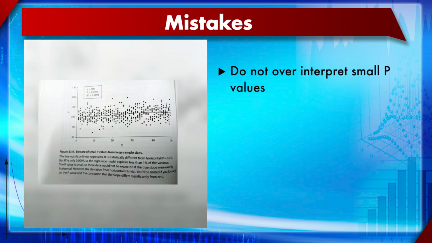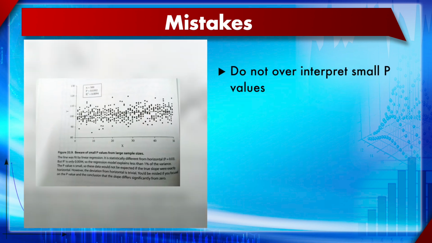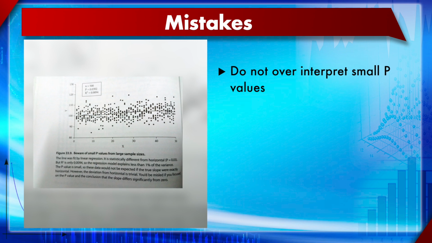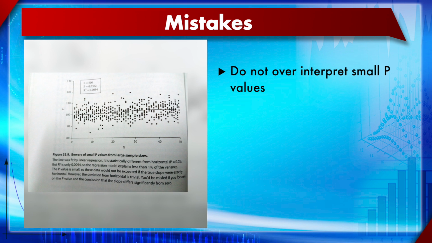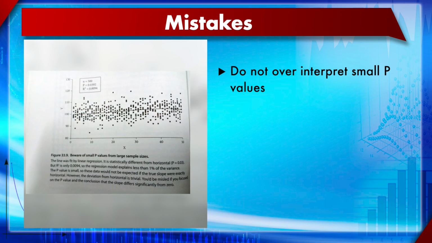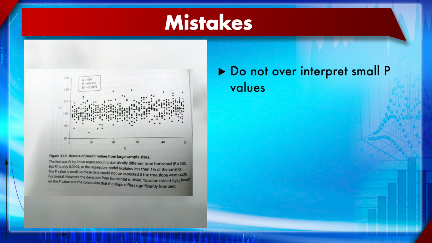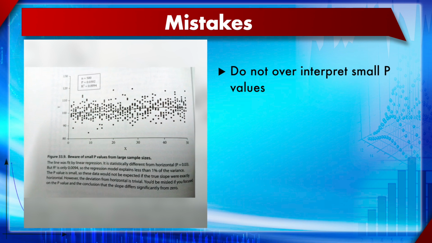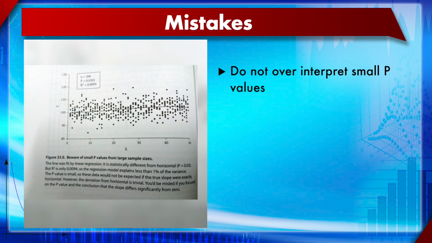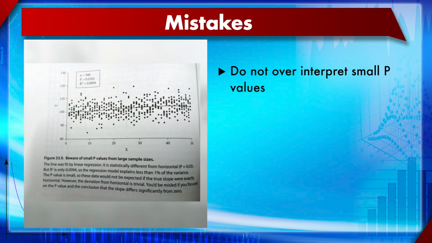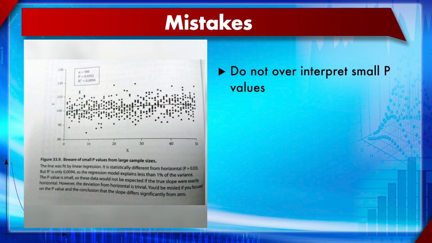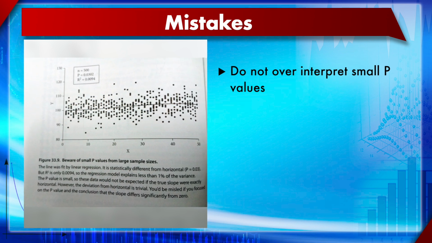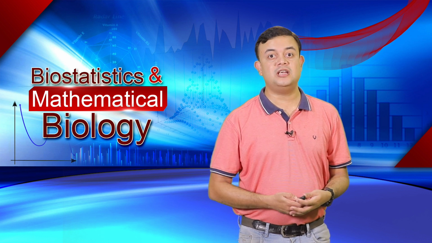And do not overinterpret a small p-value. You always have to look at the r squared value and the linear equation, rather than simply looking at the p-value. It is very easy to get an extremely low p-value just by increasing the sample size drastically. As you can see in this diagram, this is a very poor fit for the linear equation, but still the p-value is extremely small, infinitesimal, because of the extreme sample size involved.